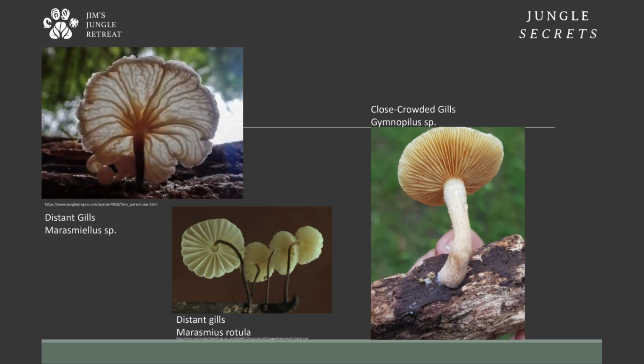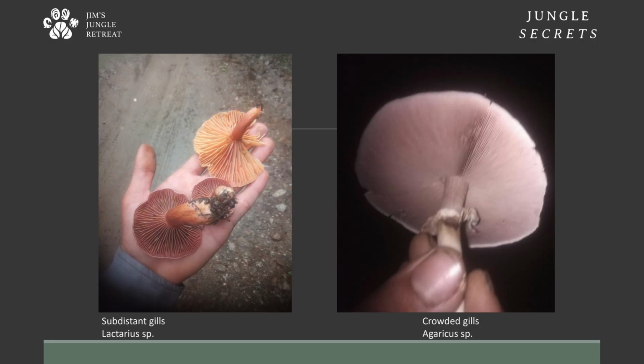Like you may call this subdistant also, but when you see a Marasmiellus, you will be like, oh, this was distant, this is more. Like this is way more distant. So subdistant gills are something like this, and then these are crowded gills of the Agaricus.